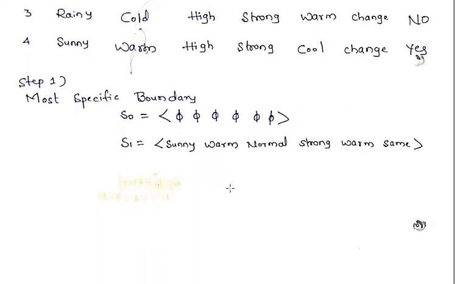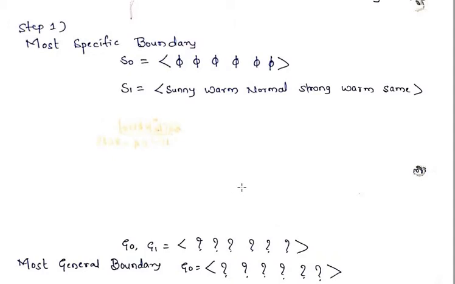In step 1 we define our two boundaries that we have already discussed: one is the general boundary, another is the specific boundary. This is the specific boundary and here we have the general boundary. All the specific values are pi, because specific values are represented by pi. Pi means no value has been accepted, and general values are indicated by a question mark. We have 6 attributes, so here we have 6 question marks. So this is the general boundary.